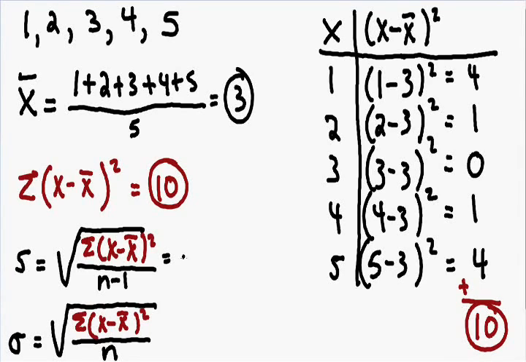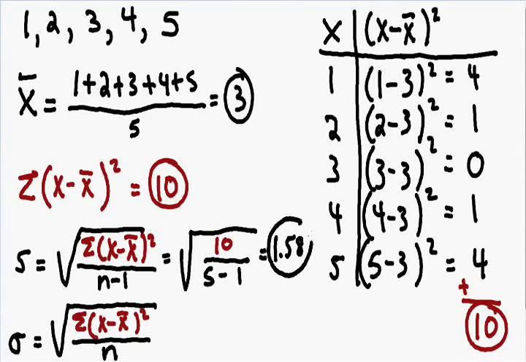And our standard deviation would be the square root of the summation, which we know is equal to 10, divided by n minus 1. Our n is equal to 5, minus 1. And if I plug this into a calculator and round it to 2 decimal points, I would get a decimal of 1.58. So the standard deviation, if it was a sample, would be 1.58.